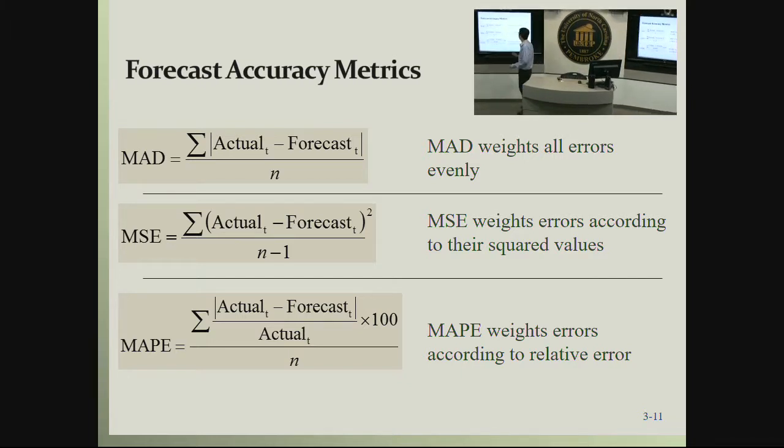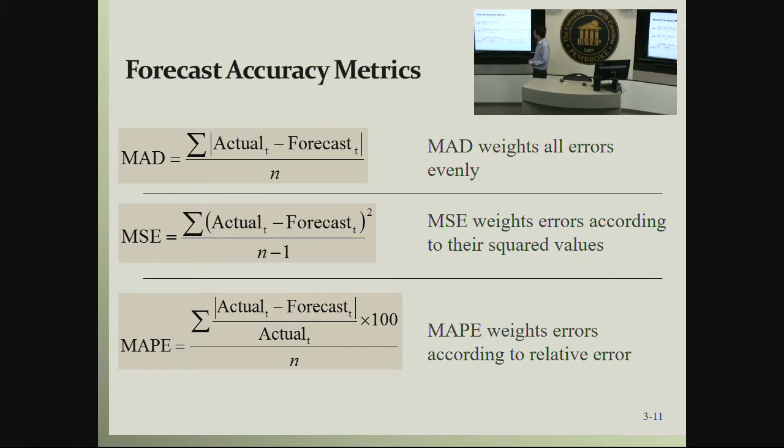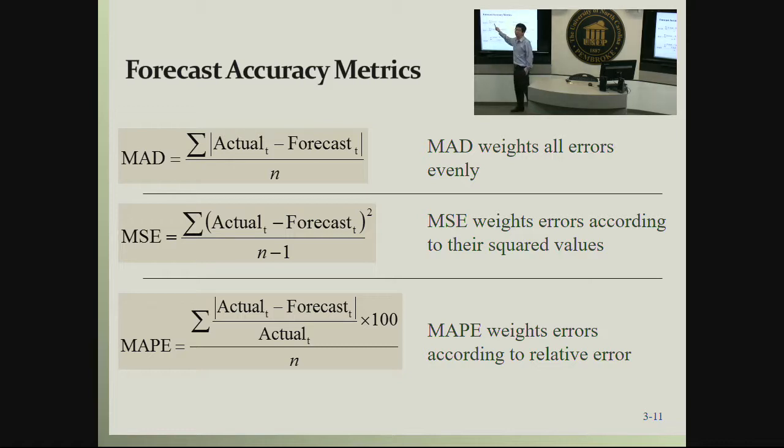Let's see the first one. It's called MAD, mean absolute deviation. It's really MAD, right? It's a summation of the absolute value of forecast error, so it's actual minus forecast, take the absolute value, because actual can be bigger than forecast or less than forecast. But when we talk about the absolute value of error, it's the same, right? Divided by n. So this t, there are 2 explanations of t.